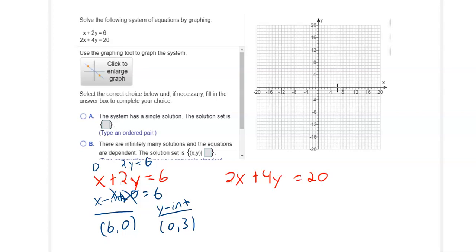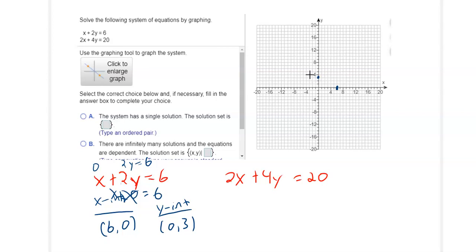So we have 6 comma 0, that's on the x-axis, that's the x-intercept. And then 0 comma 3, that's on the y-axis, because that's the y-intercept. And again, connect those 2 points with a straight line. And you want to make sure you're doing this precisely.